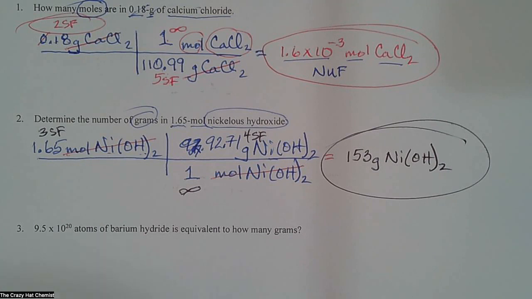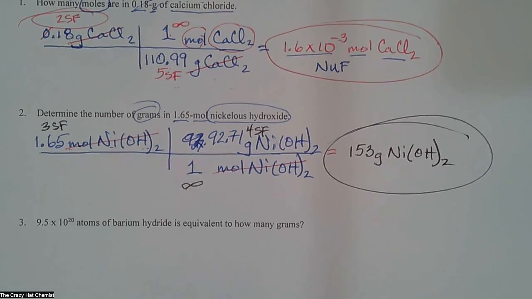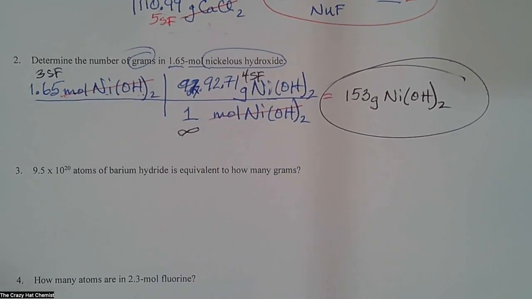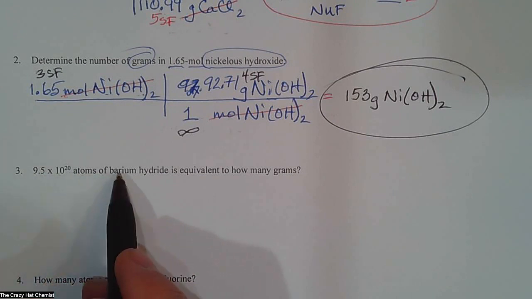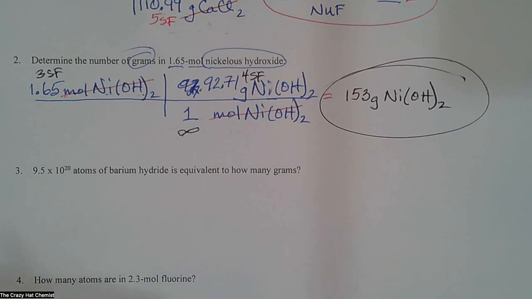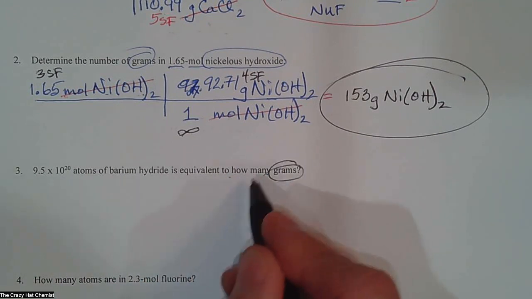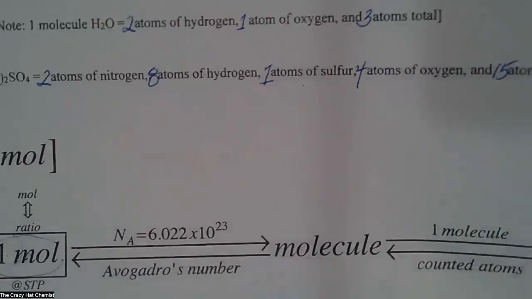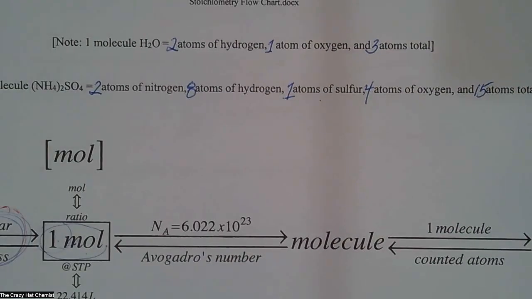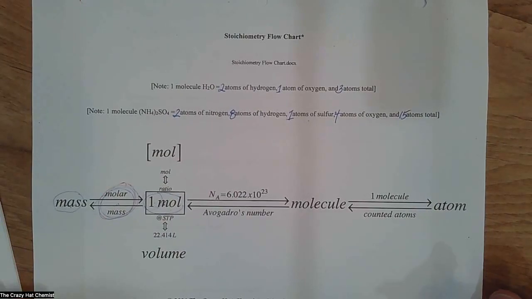All right. Let's move on to that next problem here. And the next one here is number 3. And number 3, it says we have 9.5 times 10 to the 20 atoms of barium hydride. Is equivalent to how many grams? So I'm going to figure out grams, and I have atoms. So what we're going to do is use our flow chart, and I'm going to zoom out here so you can see this entirely.